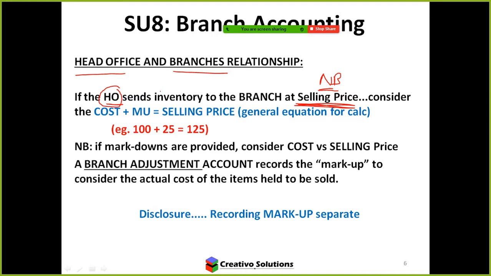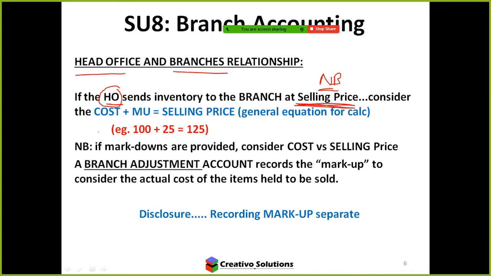In a lot of the examples that I've seen in the past, UNISA is going to give you one like this, where they're accounting for goods according to a selling price. Because when you have selling price, then you have to do a calculation. Cost price plus markup equals selling price.